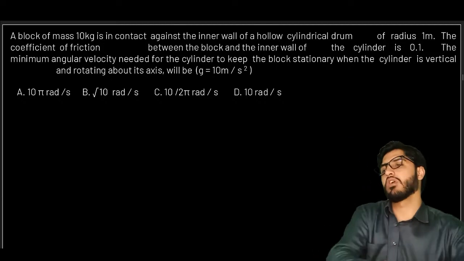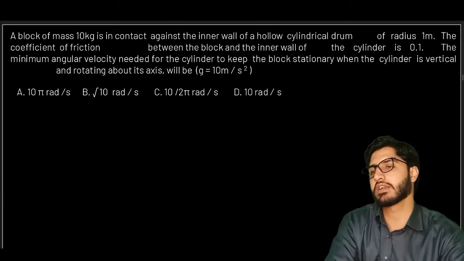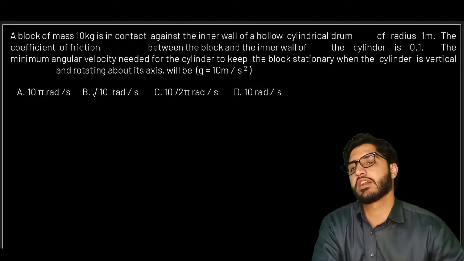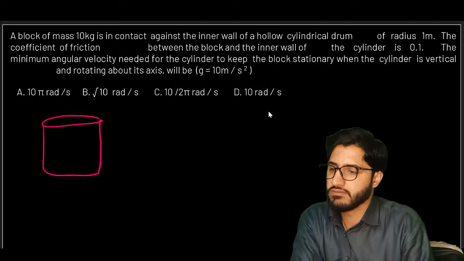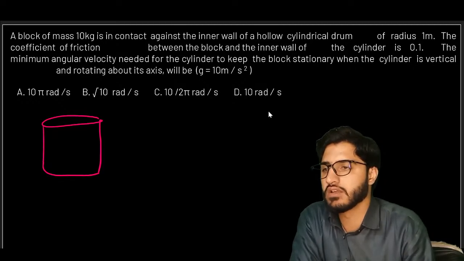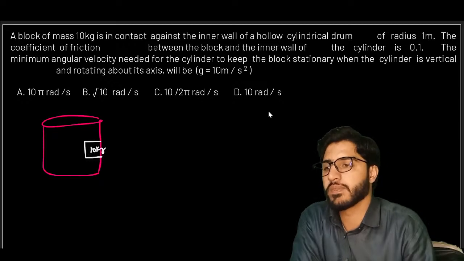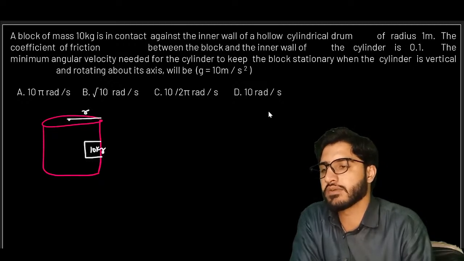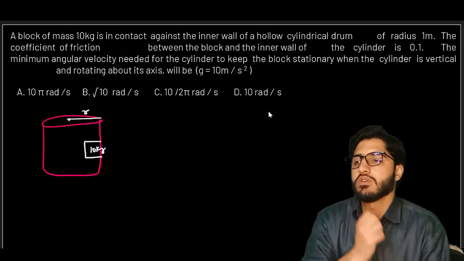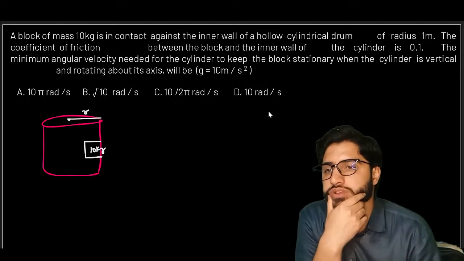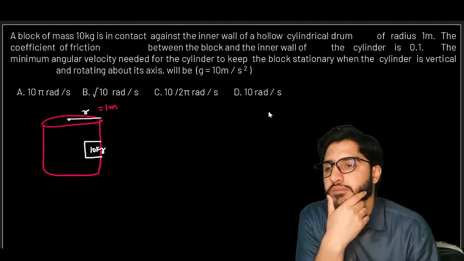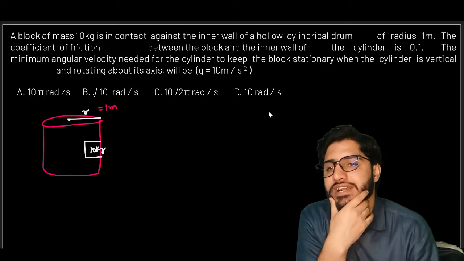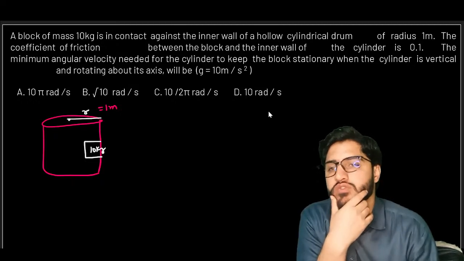One more. A block of mass 10 kg is in contact against the inner wall of a hollow cylinder drum. Okay, that means we have a drum like this. What do we have now? We have a block. So here we have the block. It is a 10 kg block. If we have some radius r, the radius is given to be how much? 1 meter. The coefficient of friction between the block and the inner wall of the cylinder is 0.1. So mu is given to be 0.1.